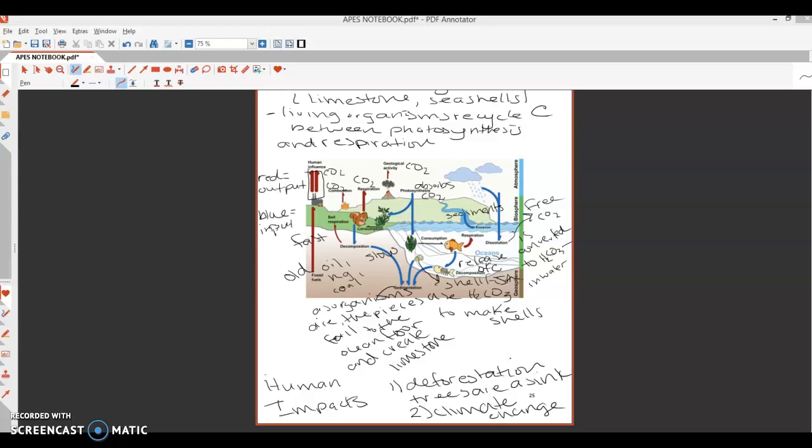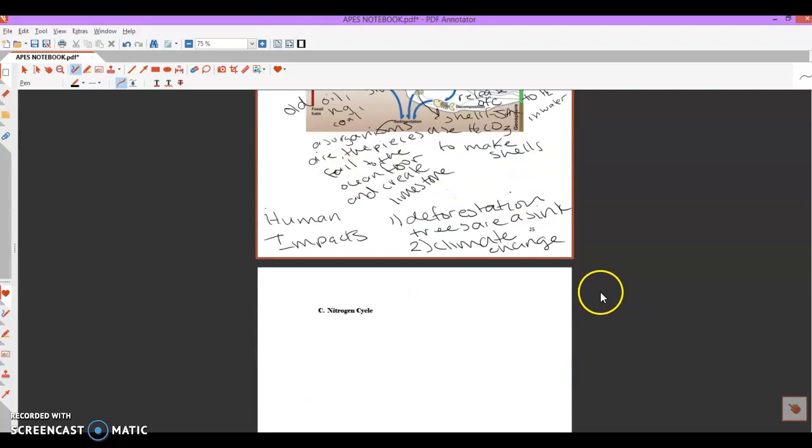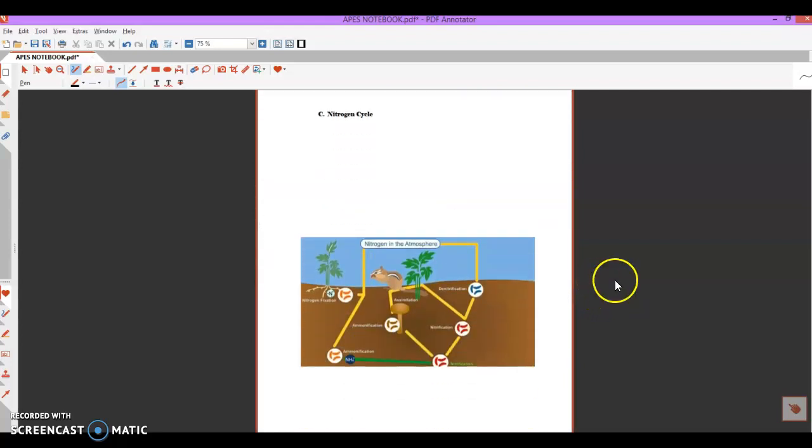So as I was finishing up the carbon cycle notes, I realized that I neglected to tell you one extremely important fact about the carbon cycle. I want to make sure that we write this down so that we don't forget. The ocean is the largest carbon sink, meaning it absorbs the most amount of carbon. Not trees, the ocean. All right, so now we can move on to the nitrogen cycle.